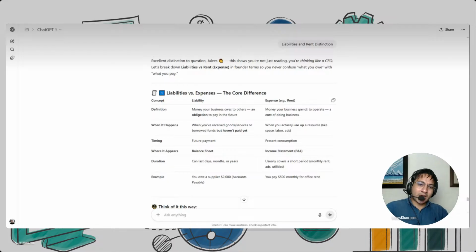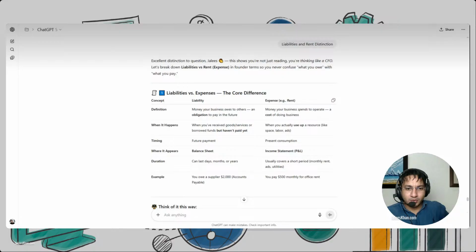Because when I pay for that product to this supplier, then I will own it. And the expense is when you actually use up the resource. So if I hire a person for my store, then the salary I'm paying them is the resource, this is the expense. So yeah: future payment, timing, present consumption. Timing: future payment, I will pay you later, and expense, we are consuming that resource right now.